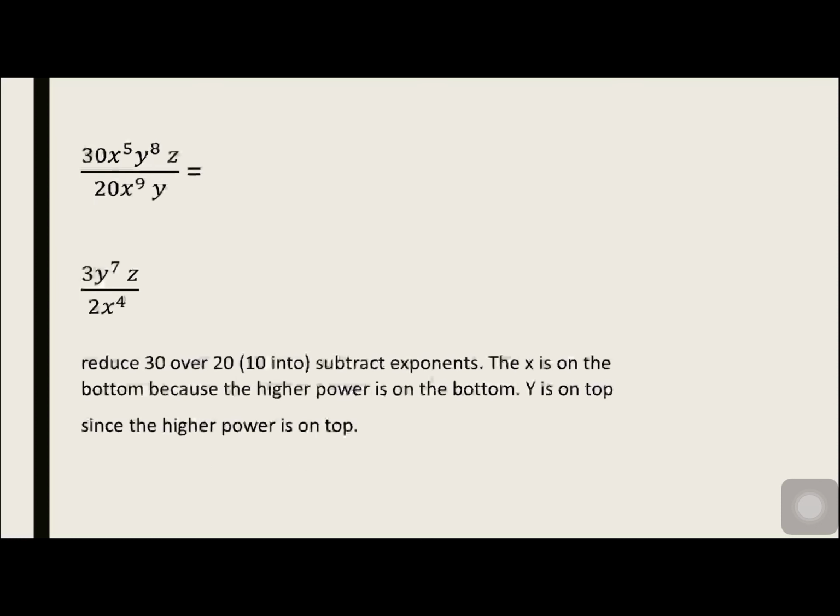30x to the 5th, y to the 8th, z, divided by 20x to the 9th, y. Reduce, 10 goes into 30 3 times. 10 goes into 20 2 times. For the x's, subtract. 9 is at the bottom, that's bigger. 9 minus 5 is 4. The power is bigger for x at the bottom, so x to the 4 is at the bottom. For the y's, y to the 8 on top, y on bottom is understood y to the 1. So 8 minus 1 would be y to the 7. It's at the top because the bigger power was at the top. Z stays because there's not a z on bottom to cancel.